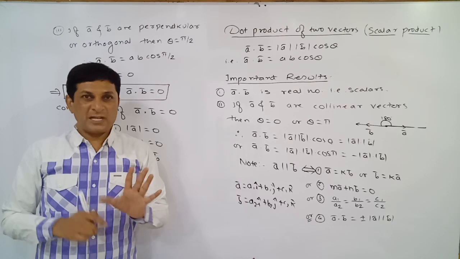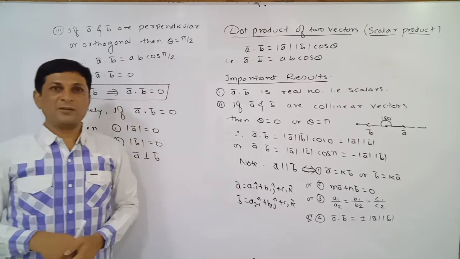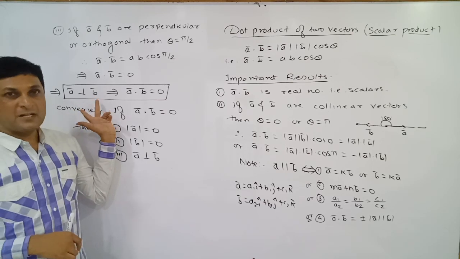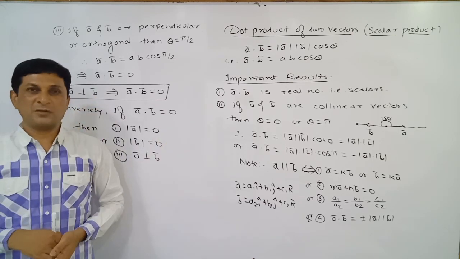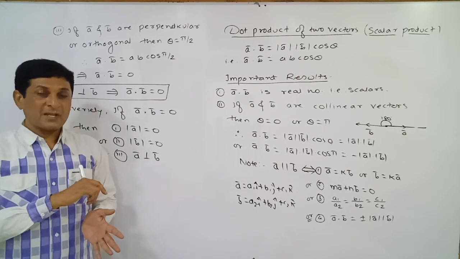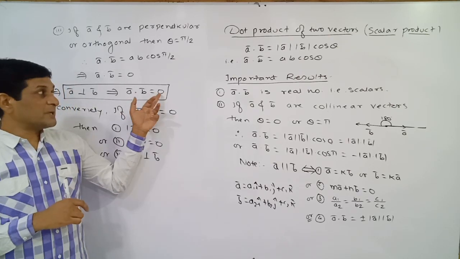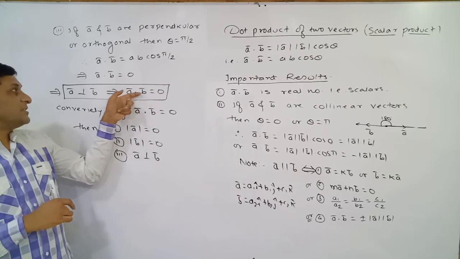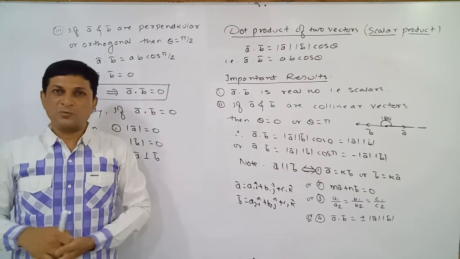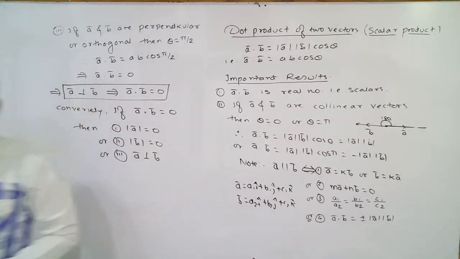Again, remember that this is the first condition you use to show that vectors are perpendicular. To show that two vectors are perpendicular, simply show that their dot product is equal to 0. If a bar and b bar are non-zero vectors, then their dot product being 0 implies that these two vectors are perpendicular to each other. Again, we will discuss a few more important results.